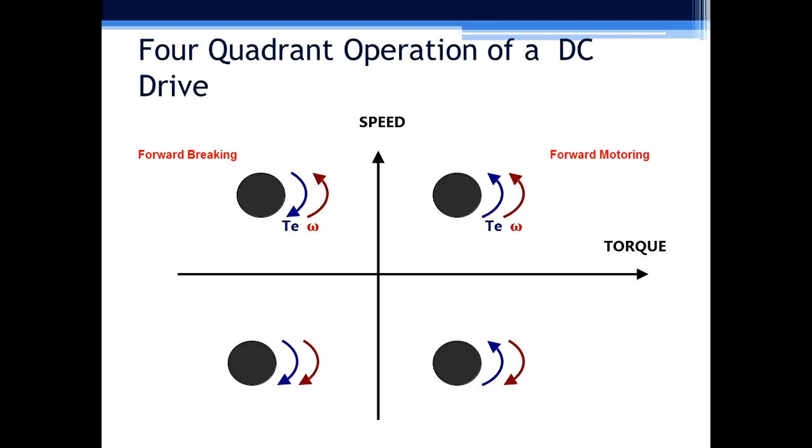So in the first quadrant we have a positive power. Power is given by torque into speed. In the first quadrant both torque and speed are positive. Power is taken from source to the load and the load is moving in the forward direction, and load torque is in opposite direction. In the second quadrant, motor torque is reversed, but speed is in the same direction.